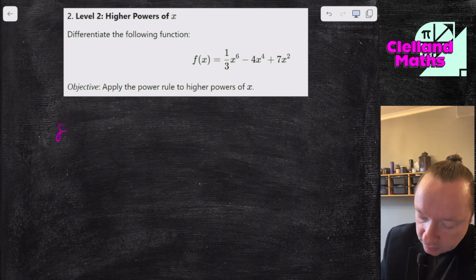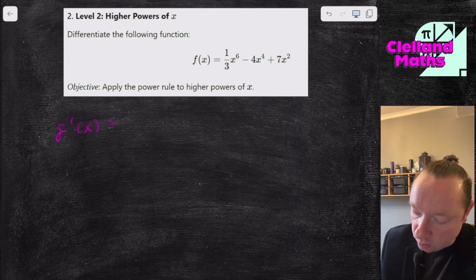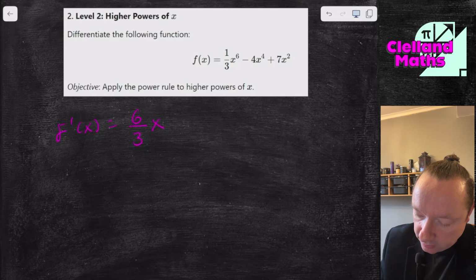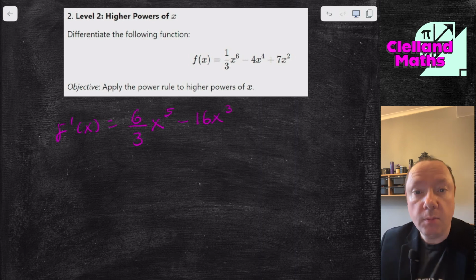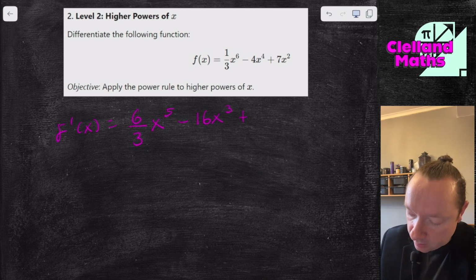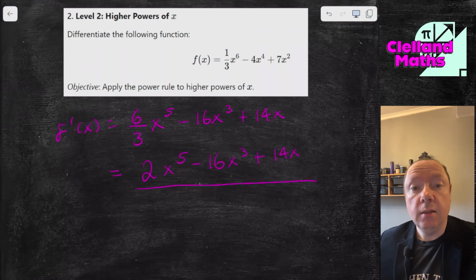So f dash x, still just the power rule. So it's 6 times a third. So I'll just write 6 thirds, I think, x, and then take away 1 to get 5. Minus 4 times 4, so I can do 16x, and then cubed. Take away 1 for the power, plus 7 times 2 is 14, and then it's x to the 1. I need to simplify that answer. 6 divided by 3 is 2, x to the 5, minus 16x cubed, plus 14x. Pretty confident that's the answer. Level 2, done.